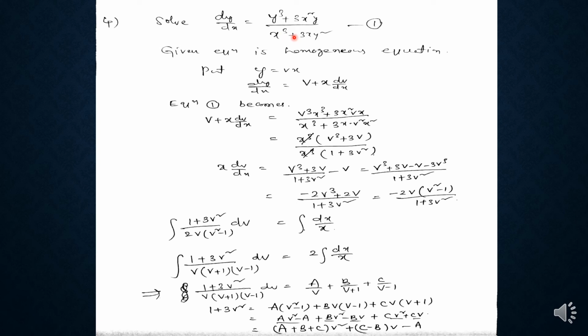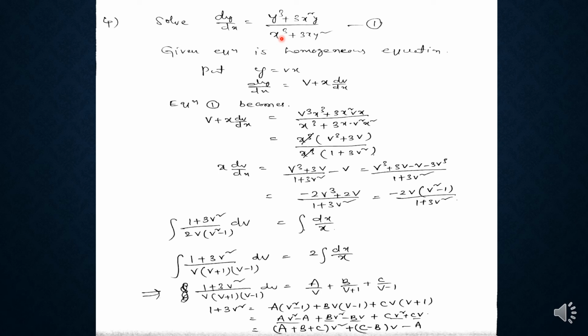Now check for homogeneous differential equation, whether it is a homogeneous function or not. By observing the given function, in the numerator we can see two terms: the degree of the first term is 3 and the degree of the second term is also 2 plus 1, that is 3. In the denominator also we have two terms: the degree of the first term is 3 and the degree of the second term is also 3. So each term's degree is the same in the numerator and denominator. So we can say that the given equation is a homogeneous differential equation.